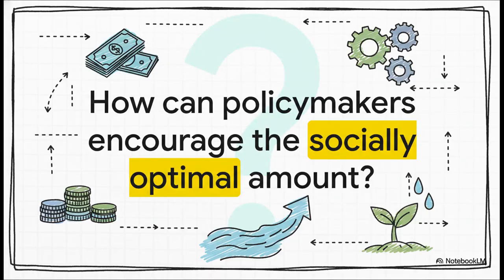This leaves us with a critical policy question. Since the free market is failing to provide enough of this beneficial activity, what steps could a government take to correct it? How could policies, perhaps like subsidies, help to align the private incentive with the social optimum? That is the crucial next step when you apply this economic theory to the real world.